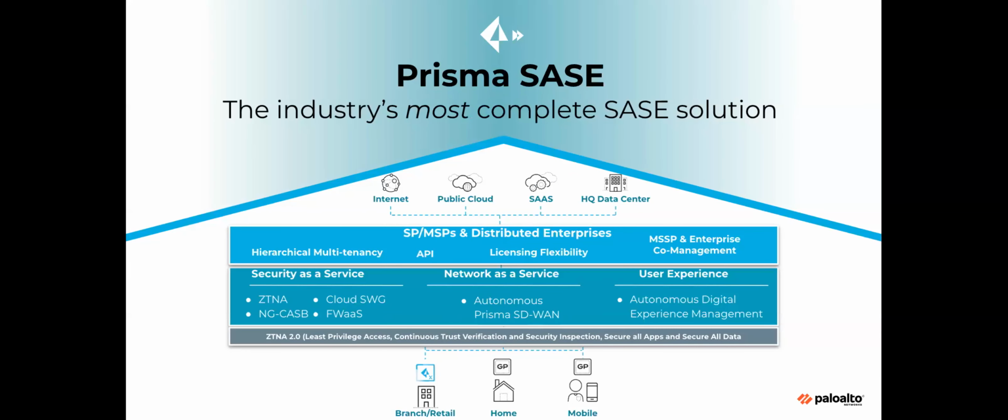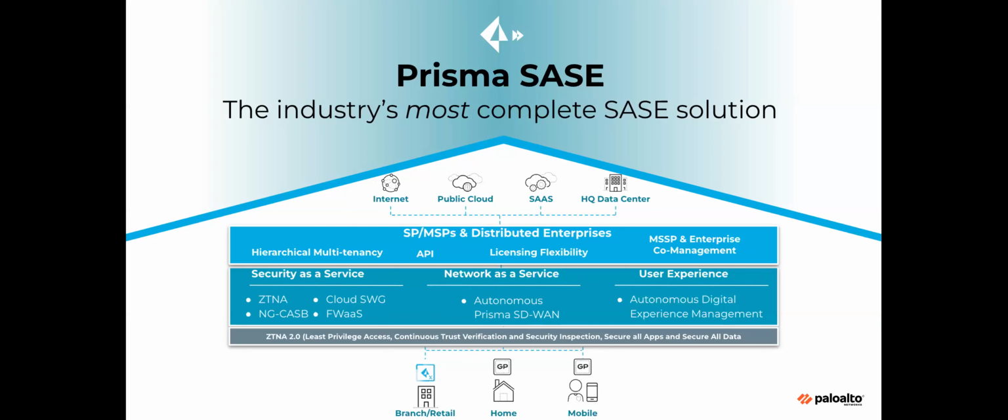On this slide, as you can see, the center block is the core of our SASE solution. It comprises three foundational pillars. The first is security as a service, represented by our Prisma Access security stack. It offers best-in-class zero trust network access, cloud SWG capabilities, next-gen CASB capabilities, and firewall as a service, and all of this is delivered via the cloud.